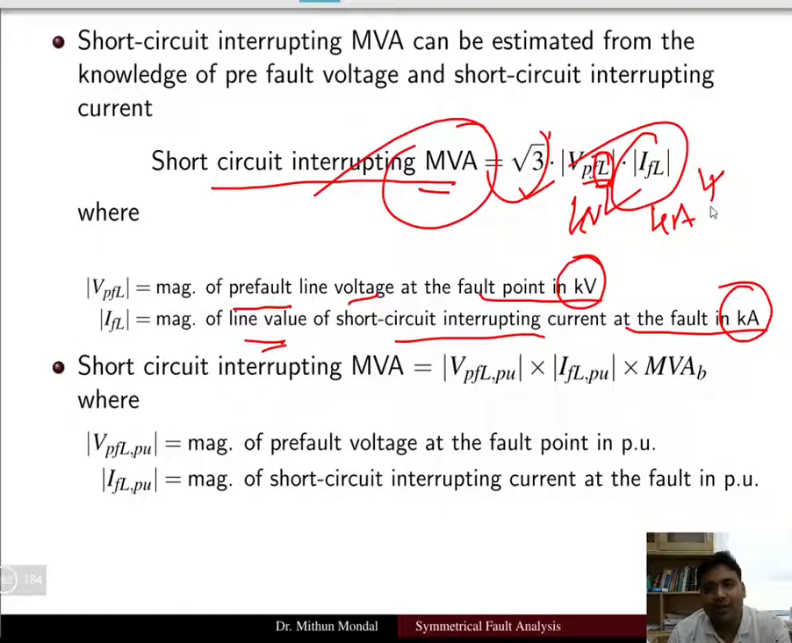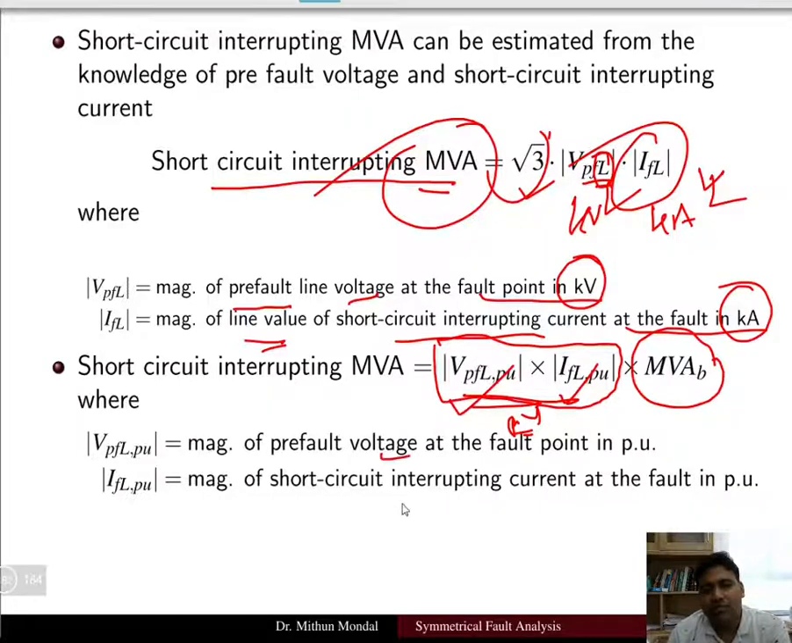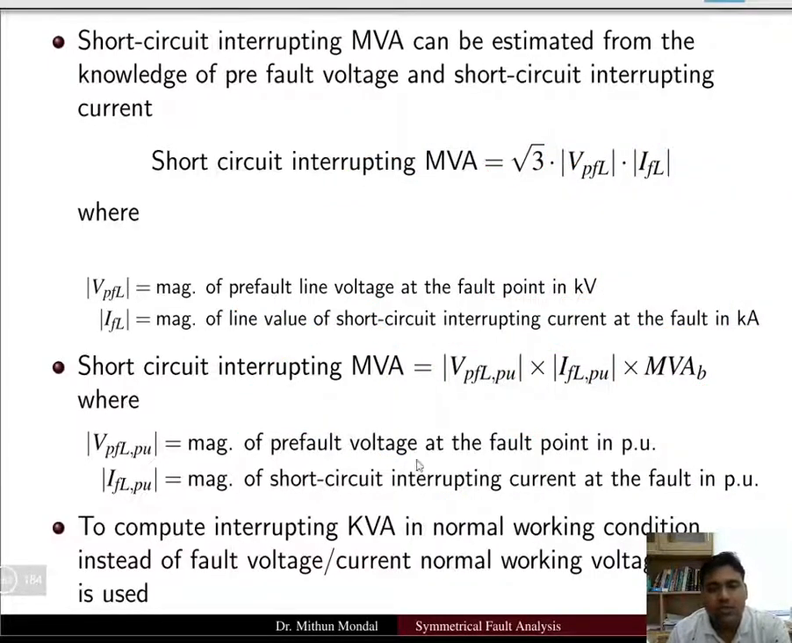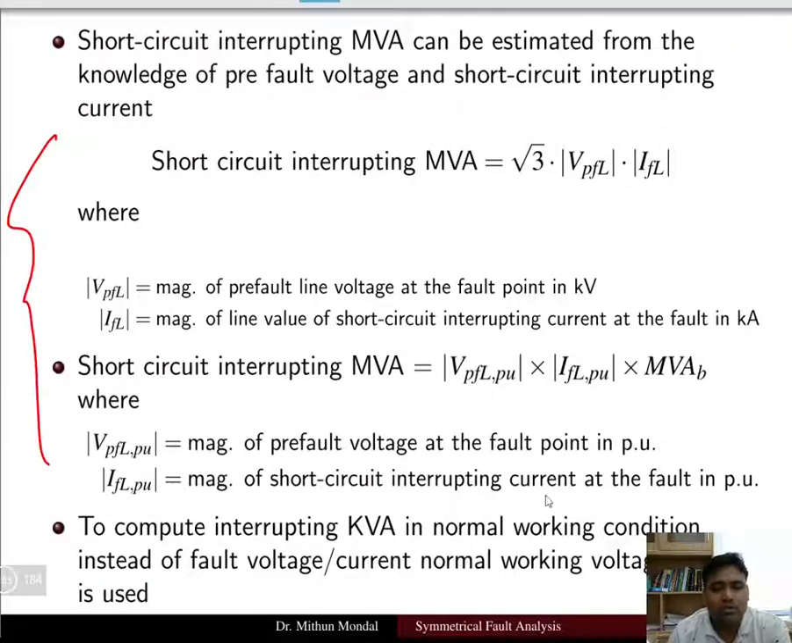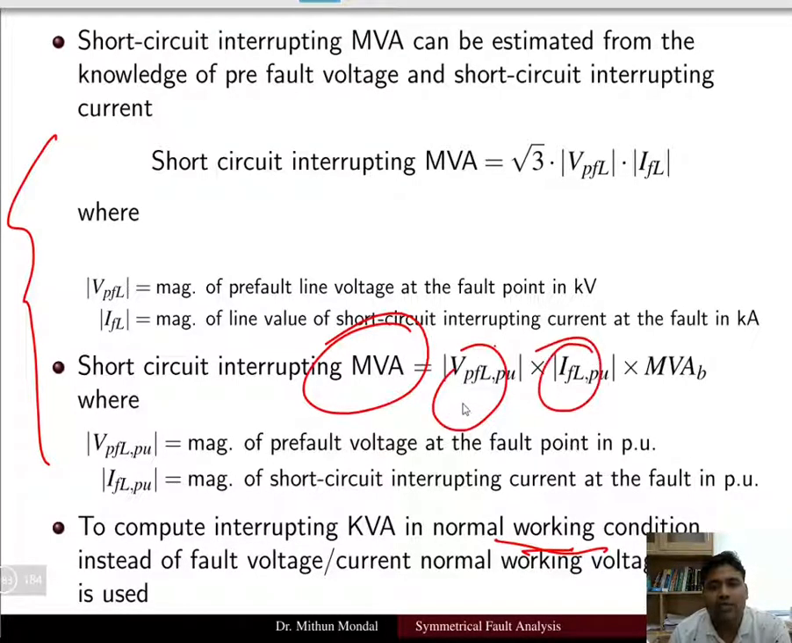This is the actual value. If the MVA is given on a base, then we have to use the per unit system. And we know that in the per unit system, there is no root 3 term. So only the pre-fault voltage and the short circuit interrupting current in per unit are there, which are multiplied with the base to obtain the same short circuit interrupting MVA. Now, these calculations pertain to faults. If we are trying to obtain the MVA under the normal working condition, then instead of fault voltage and fault current, we take the normal voltage and normal current.